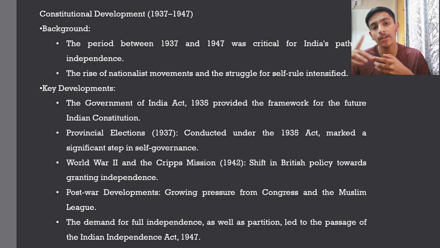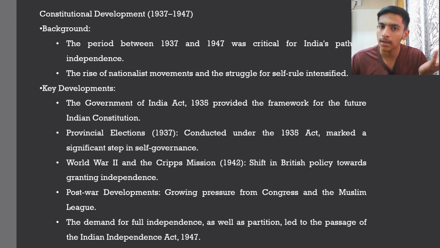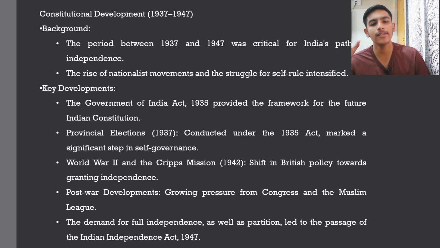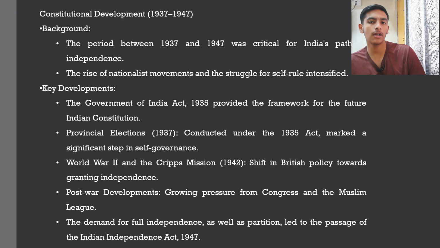The last point regarding this unit is what the developments in this regard were from 1937 till 1947, that is, after the Government of India Act till the Independence Act. There were many things happening for independence. In short, I will cover that: India's independence after the Government of India Act 1935. First, provincial elections happened in 1937 itself because of the Government of India Act 1935, and after these elections the concept of self-governance increased because many Indian people were elected as officials in the government.